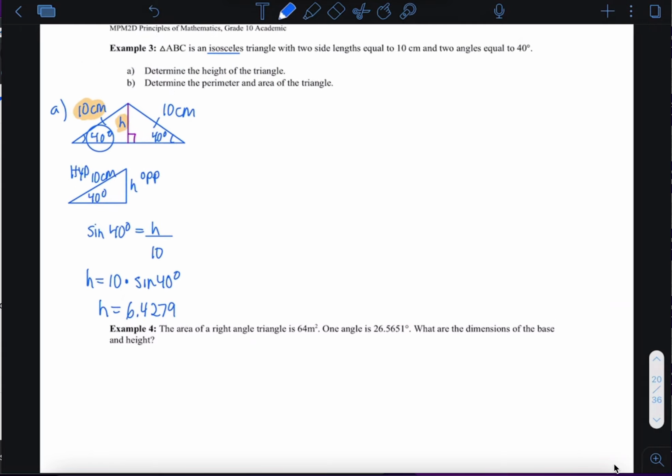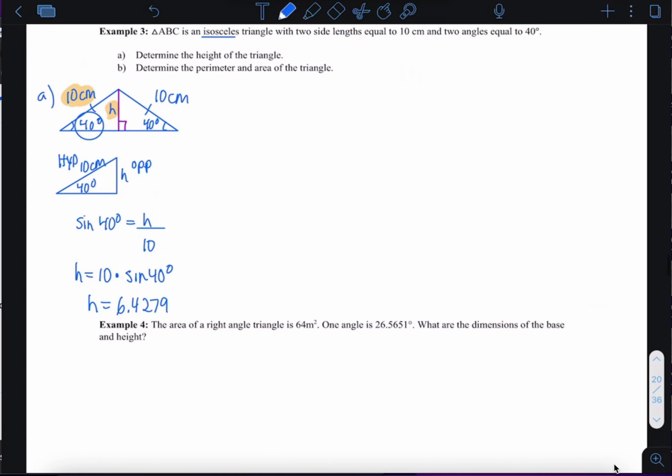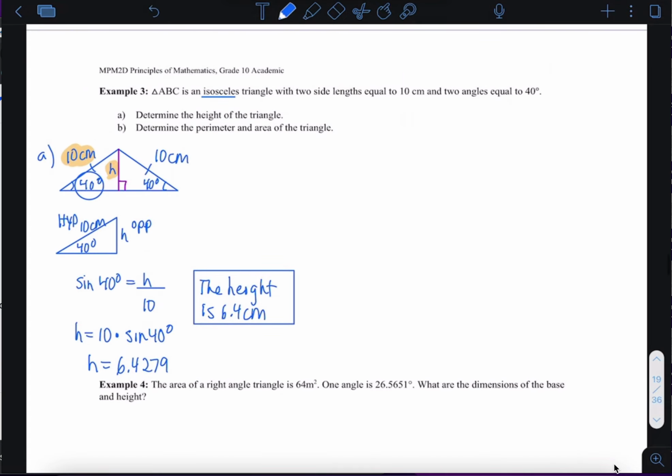I'm going to look at how many decimal places. Well, it doesn't say. So in this case, I'm going to round to one decimal place. The hypotenuse, sorry, the height is 6.4 centimeters. All right. Let's do both of these questions to one decimal place.